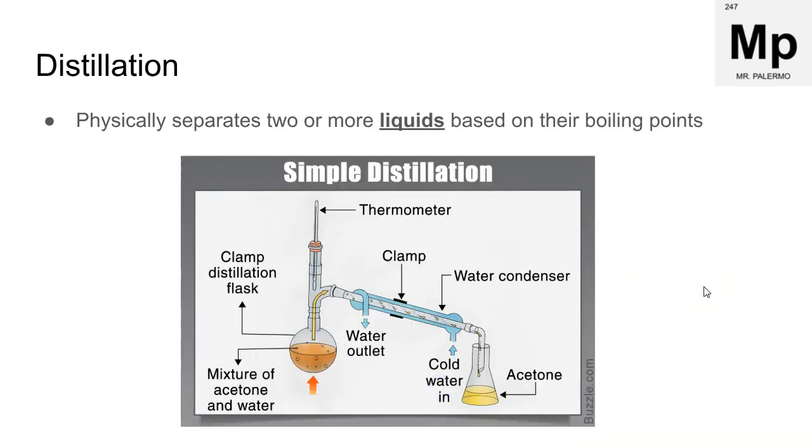Distillation is used to physically separate 2 or more liquids based on their boiling point. Recall that all we did was boil, and the one that has the lower boiling point boils first, and then that vapor travels up the tube here and goes through this condenser. It is cooled, and it turns back to a liquid, and then we could pull this away, and the next one is going to boil, and so on and so forth. So we could do this for multiple substances as long as they have different boiling points.